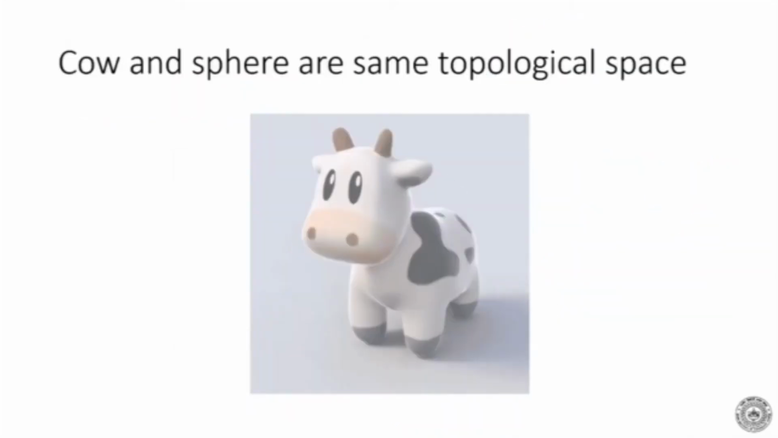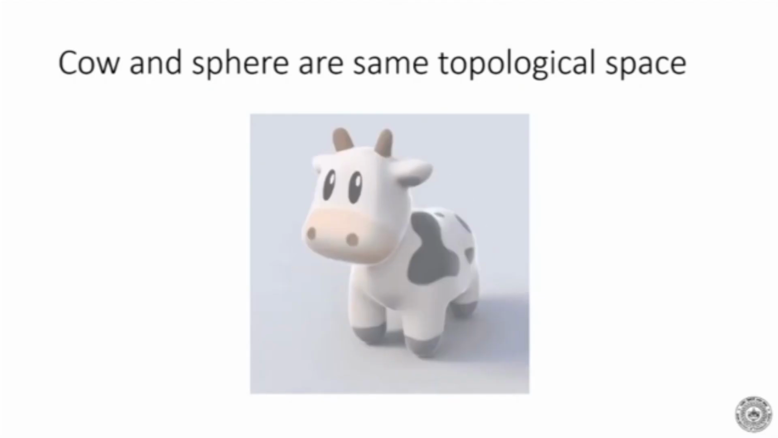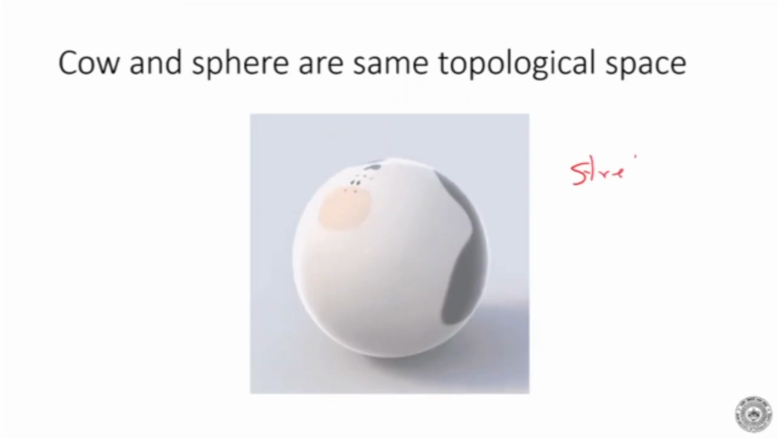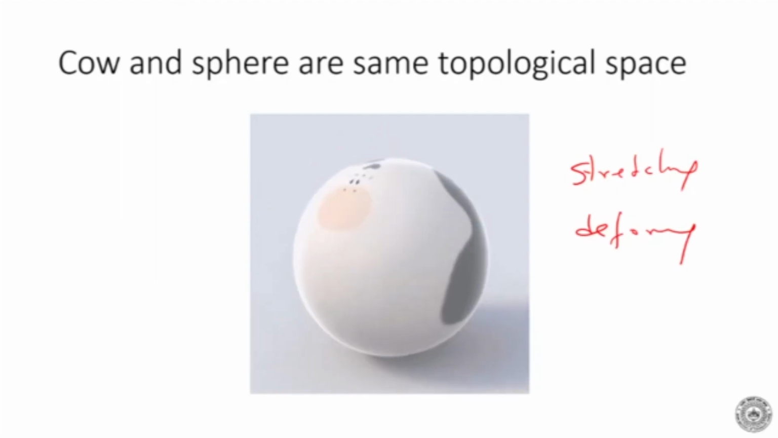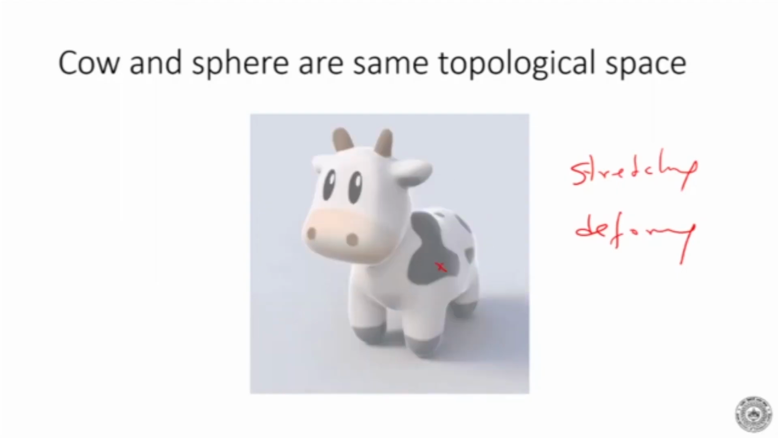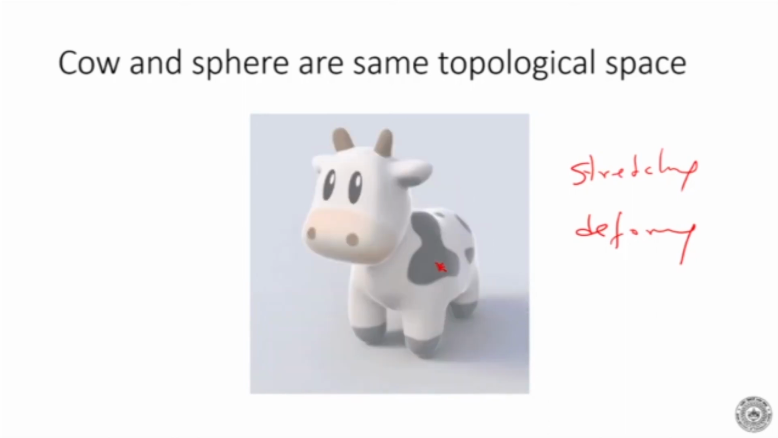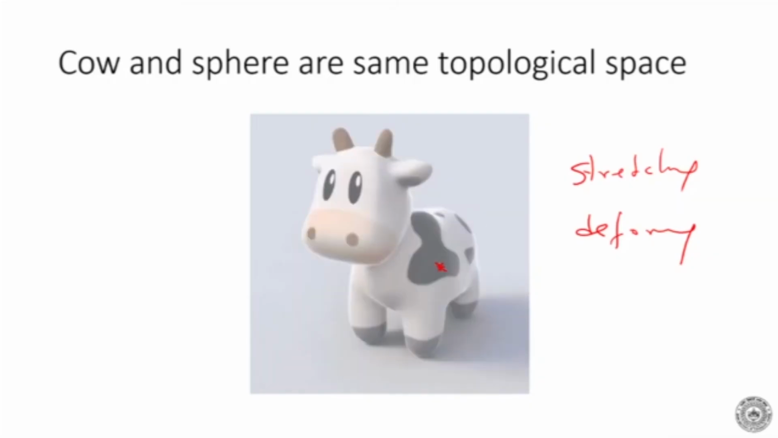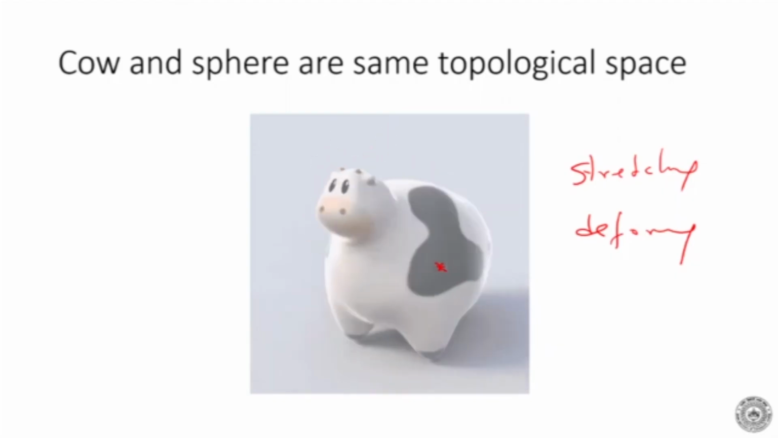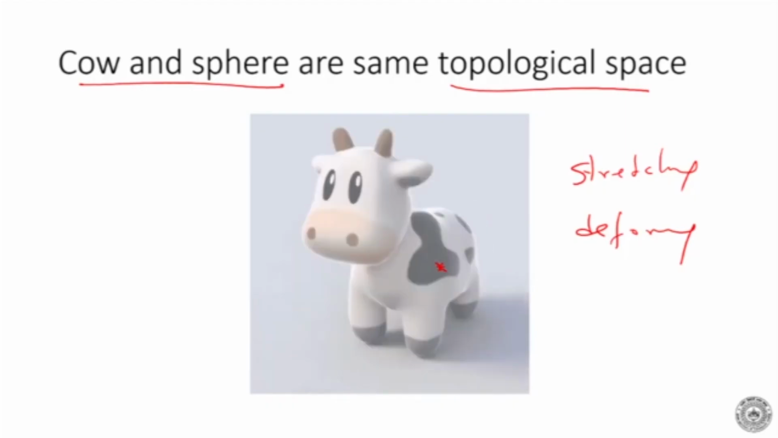Now, if you look at it in terms of topology, the cow and the sphere are the same space, because simply by stretching or deforming, we can go from one space to the other. Any point which is on the surface of the cow is still on the surface of the sphere. It can't go inside the sphere. Similarly, any point which is inside the sphere cannot come outside, and likewise for the cow. So topologically, this is the same. They are the same topological space, something like the circle and the square we talked about.